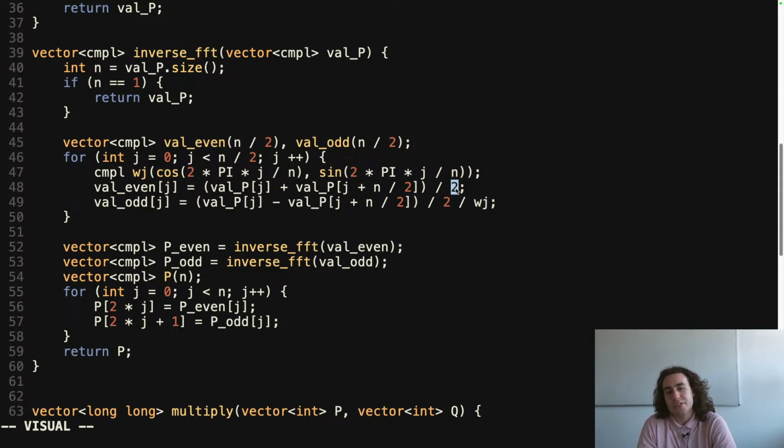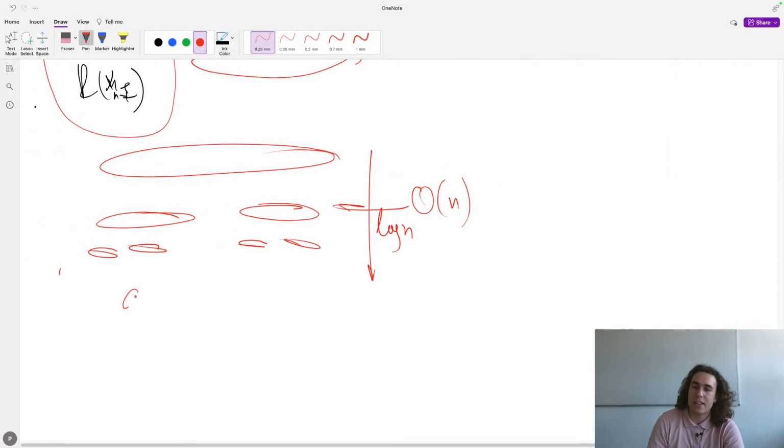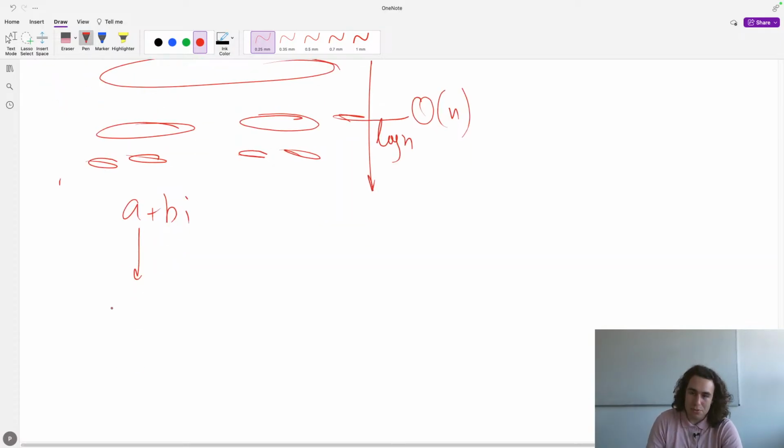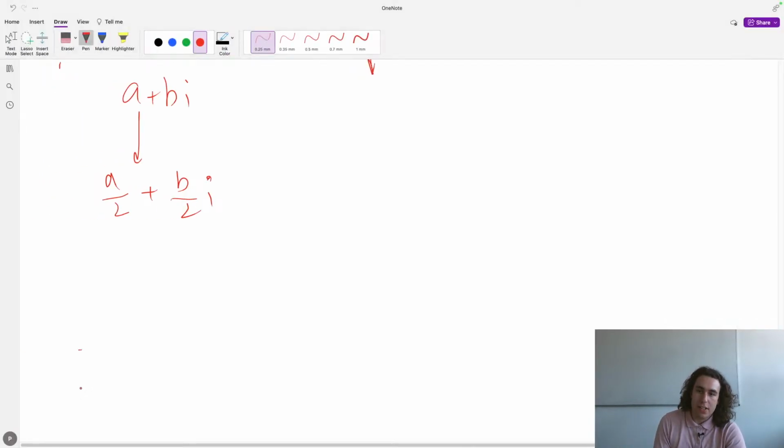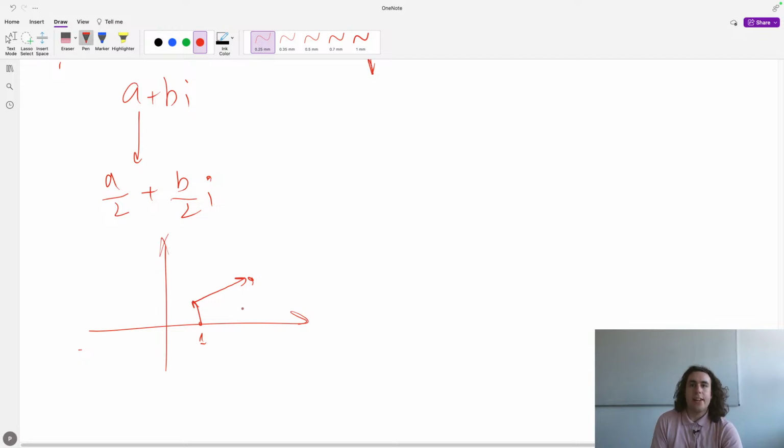Well, dividing by integers or real numbers is easy, right? If we had a plus bi and I divide it by 2, obviously I get a half plus b half i. But with complex numbers, it's a little bit more complicated. But again, our idea of what multiplication is will help. We know that if I multiply by some complex number, it's some rotation and a stretch. And division is just the inverse operation to multiplication.